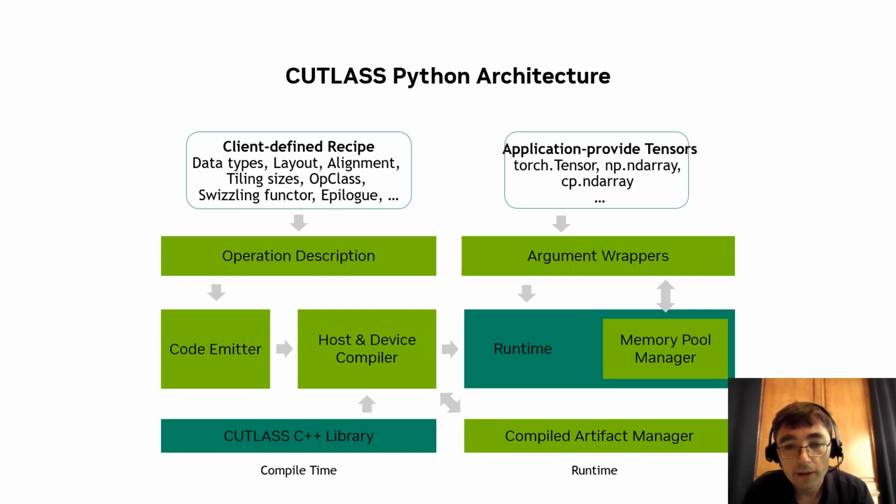Now, during runtime, the user provides tensors in a variety of recognizable formats, including Torch's tensor descriptor and NumPy's ndarray. Argument wrappers within CUTLASS Python adapt these native tensor descriptors to a tensor reference that is expected by CUTLASS. A memory manager and a runtime are used to select the appropriate kernel, manage temporary workspaces needed by that kernel to implement the computation efficiently, and to dispatch it as needed.